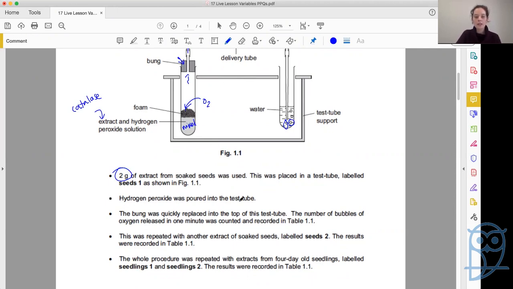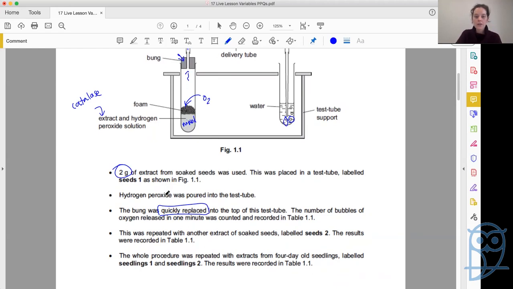Hydrogen peroxide was poured into the test tube. The bung was quickly replaced into the top of this test tube, but quickly is not as fast as soon as. So we've actually lost some oxygen because it can escape between the time that the hydrogen peroxide is poured in and the bung is placed. So if you're very quick, you lose less. If you're not so quick, you lose more. So we're getting errors coming through in our experiment. The number of bubbles of oxygen released in 1 minute was counted and recorded in figure 1.1.